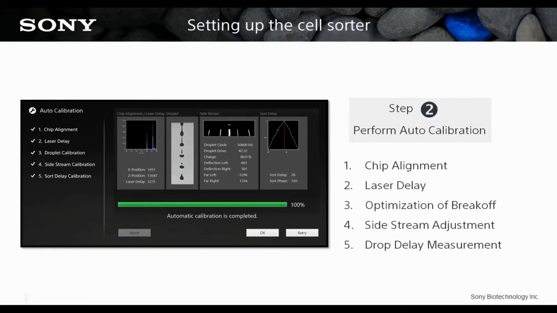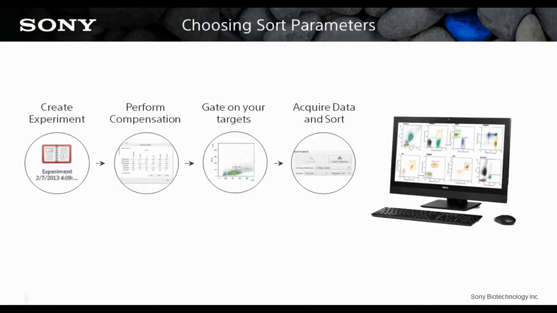In this step, the user loads auto-setup beads, and then the system takes over, and all the steps of system setup that we discussed before, which include chip alignment, laser delay, break-off optimization, side stream adjustment, and drop delay, are all executed automatically, and the system is ready for setup in less than 30 minutes.